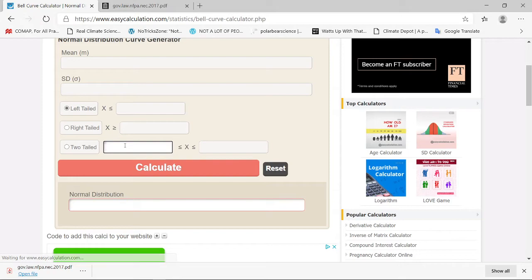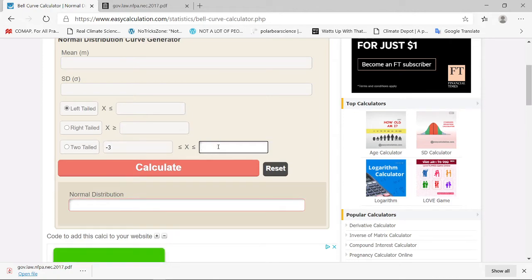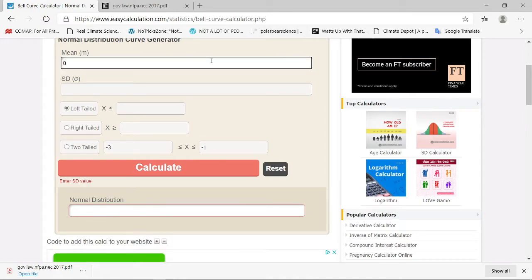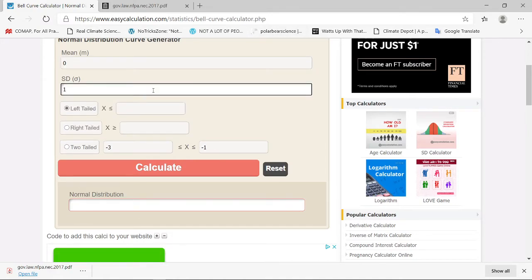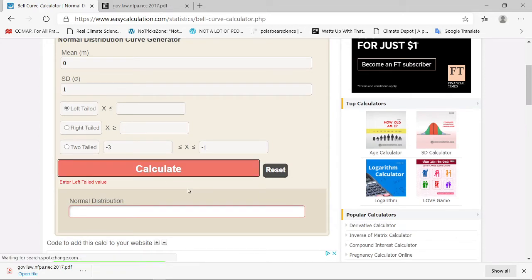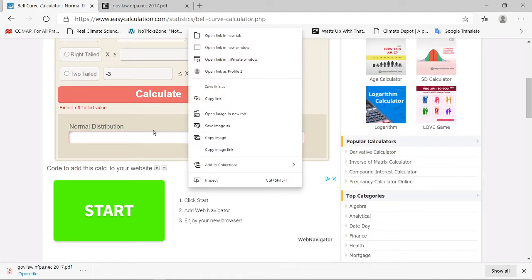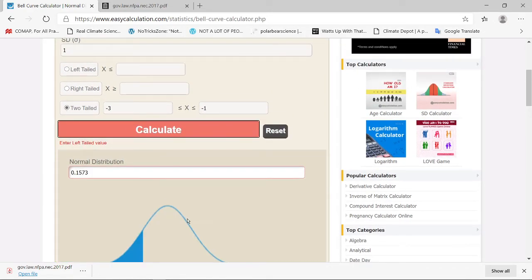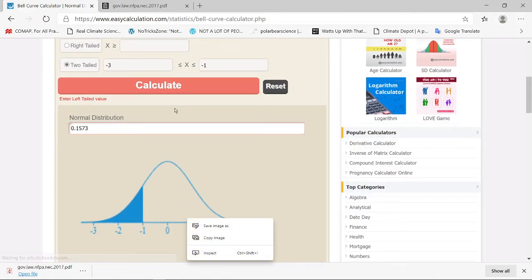Let's do a two-tailed between, what did we do before? We were looking for -3 to -1, I seem to remember. -3 to -1 on the standard normal, so we would put a 0 and 1 here, and when we calculate, there's the picture, and it tells us the percent of the area. Oh, that's really bad. You can't see the white over there, I guess. So there's actually white in that region.